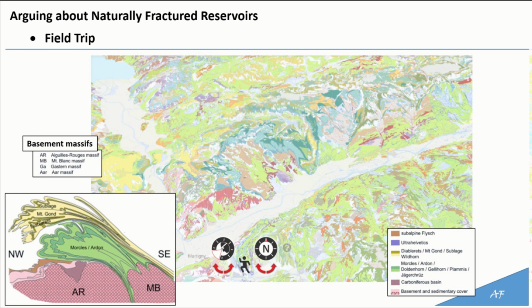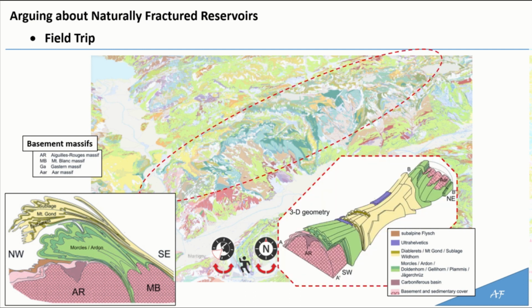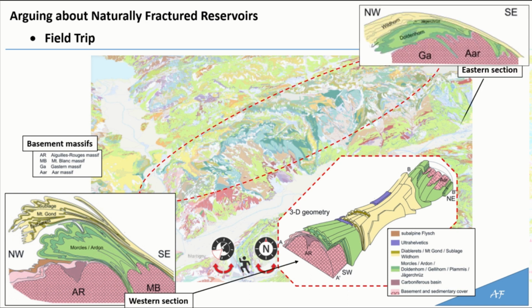This scenario is summarized by these pictures: the geological map of the area northward of the Rhone Valley, the 3D sketch of the antiform, and the two cross-sections at the edge of the antiform, the area where we are going to focus our attention.